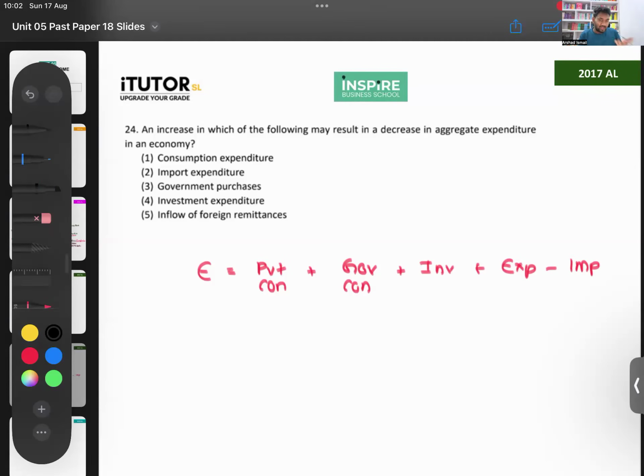Look at the equation, you can easily figure it out. If one of these increases, expenditure will come down. If which one increases, will your aggregate expenditure come down? This last one here, right? Imports. Because imports is a minus. The more and more you import, what happens? Your expenditure can come down. So then your answer could be number 2. Okay. That was a question.